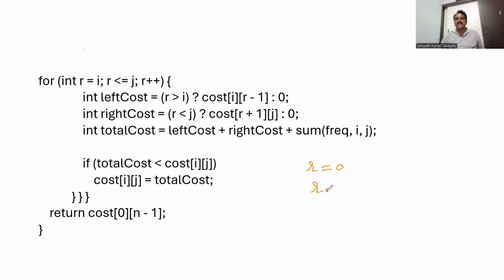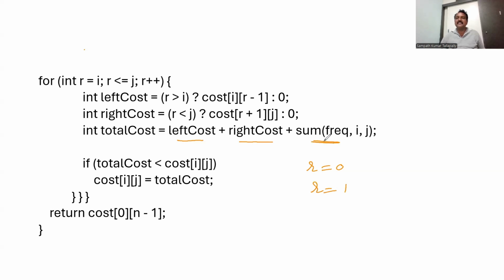Then I'll say r is equal to 1. It means that this 1 is going to become the root element of the tree, and we are going to perform the operations by assuming these values as my root elements. Now in the loop, we are going to calculate the left cost, then calculate the right cost, add the left cost and right cost, and then call the sum function.